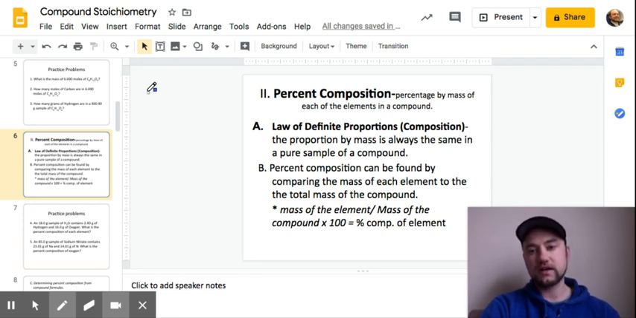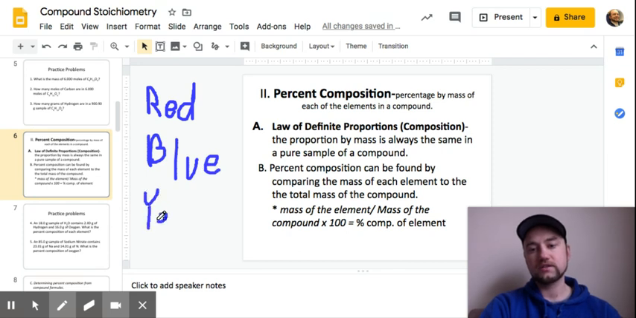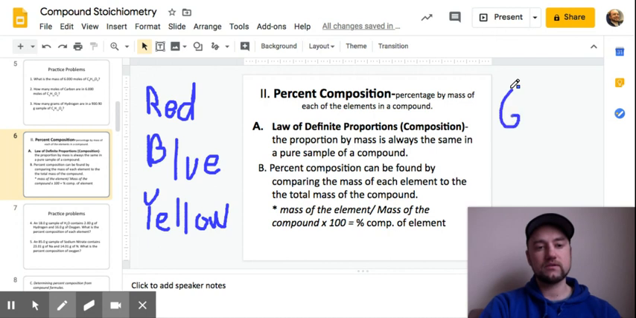So let's say that you had all these different colored M&Ms. Like we have red, we have blue, we have yellow. There's all kinds of colors of M&Ms, probably green and brown. So there's all these different colors of M&Ms, and we know that to be able to find the percent composition of each color in a bag, we are going to have to find the percent composition of each of these things.